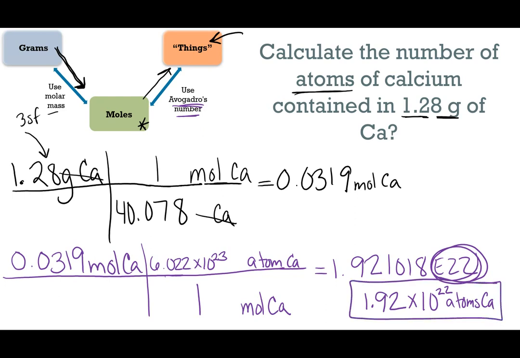And then the last thing that we want to do is ask ourselves, does this make sense? We weighed out 1.28 grams of calcium. Would we expect that to be a ridiculously large number of atoms? Yeah, we would. Yep, we absolutely would. So this number does make sense. Likely I got the problem right.